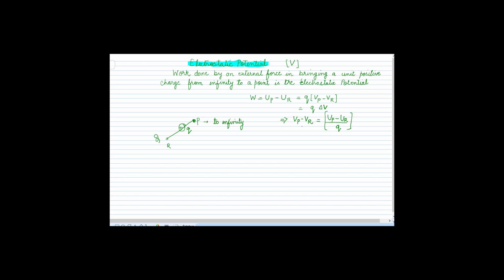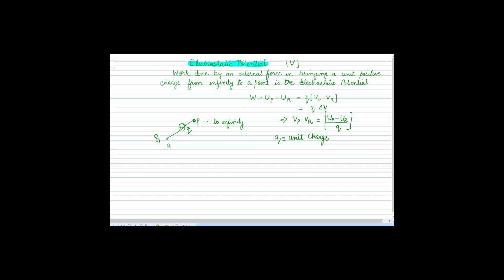What does it mean? That if you want to calculate the difference in electrostatic potential, then you may simply write the difference in electrostatic potential energy divided by the test charge, small q. And to have a definition of electrostatic potential, we have taken this test charge as a unit charge, meaning it has a value of unity. So if we take this test charge as a unit charge, then the difference in electrostatic potential energy is equal to the difference in electrostatic potential.